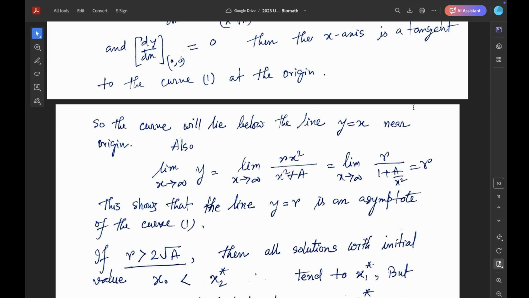Near origin. Also the limit as x extends to infinity of y is equal to the limit as x extends to infinity of rx² divided by (x² + a), which is equal to the limit of r divided by (1 + a/x²), which is equal to r. This shows that the line y = r is an asymptote of the curve.